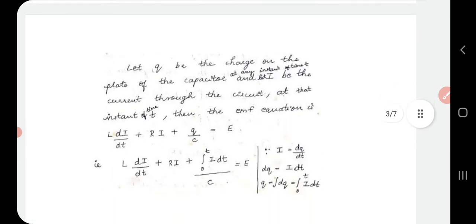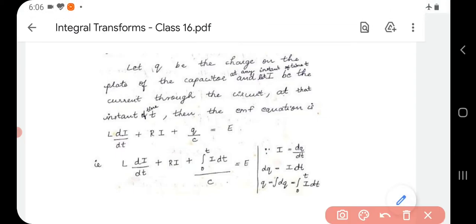Now let Q be the charge on the plate of the capacitor at any instant of time t, and let capital I be the current through the circuit at that instant of time t. Then the EMF equation, which you might have studied in your physics degree classes, is L di by dt plus Ri plus Q by C equal to E. What is this Q? It is charge.